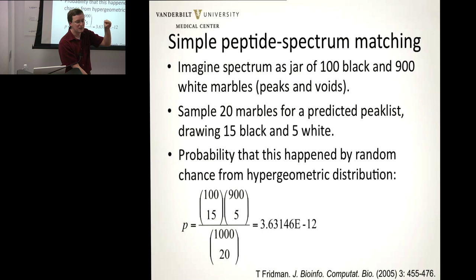All right, so now I have my jar of marbles, and I have some list of locations that I have associated with this particular peptide sequence. In this case, I have said that 20 locations within the spectrum should be occupied by peaks if it does really represent this peptide sequence. So I can simply pluck from this marble jar 20 different marbles reflecting those locations in the spectrum that I thought should be occupied. Now, I can simply ask how many marbles in my hand are black and how many are white. So what's a good scenario here?